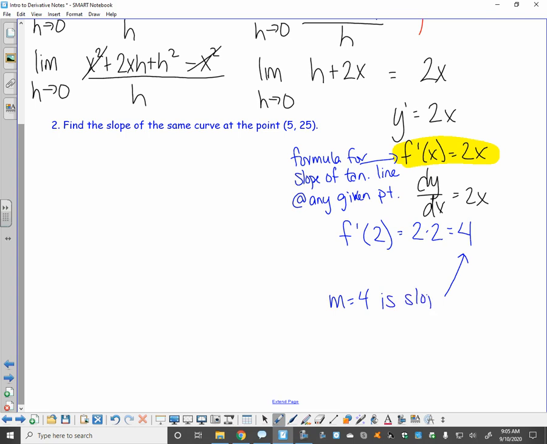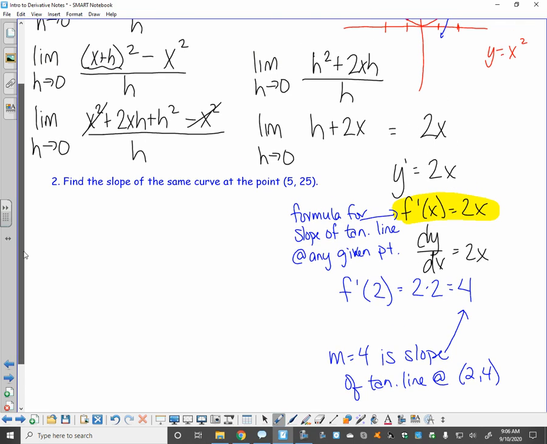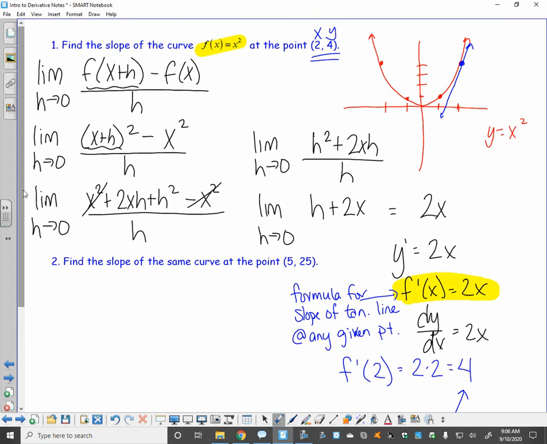is the slope of the tangent line at the point 2, 4. Now let's see if that makes sense with our drawing. Slope is 4. Well, we said it had to be positive and it had to be pretty steep. And that's exactly what 4 is.